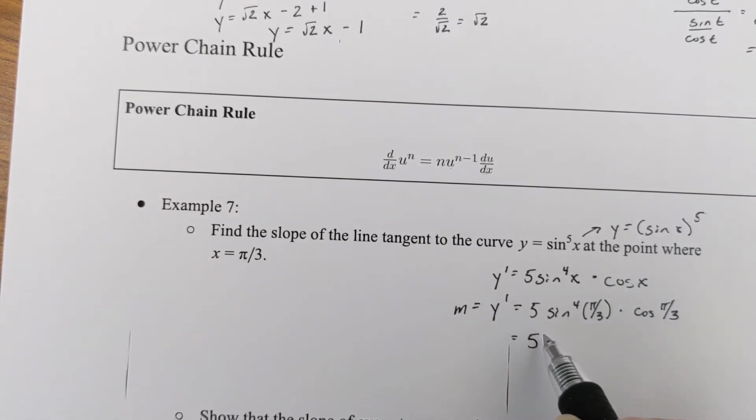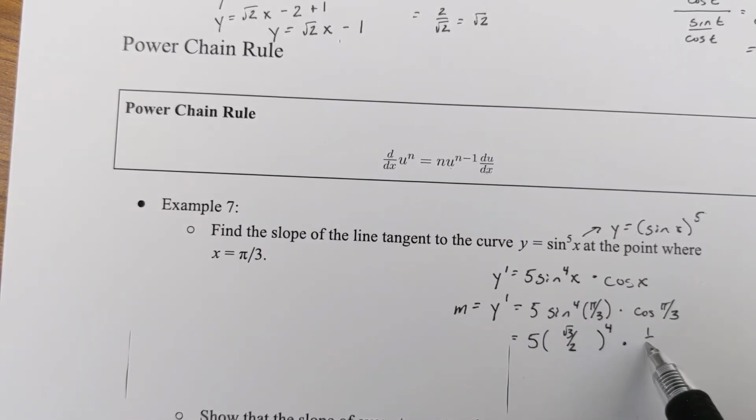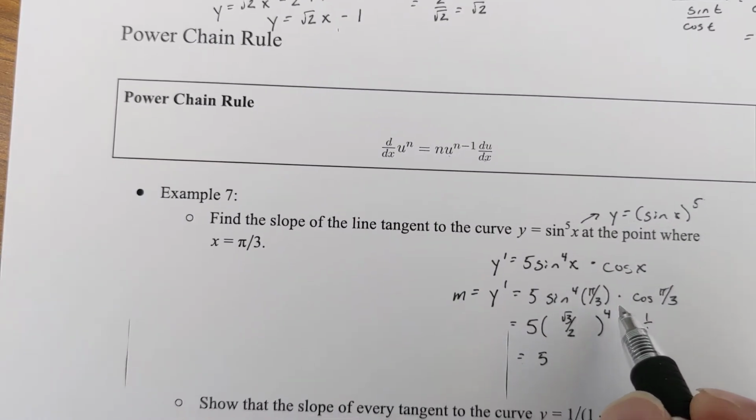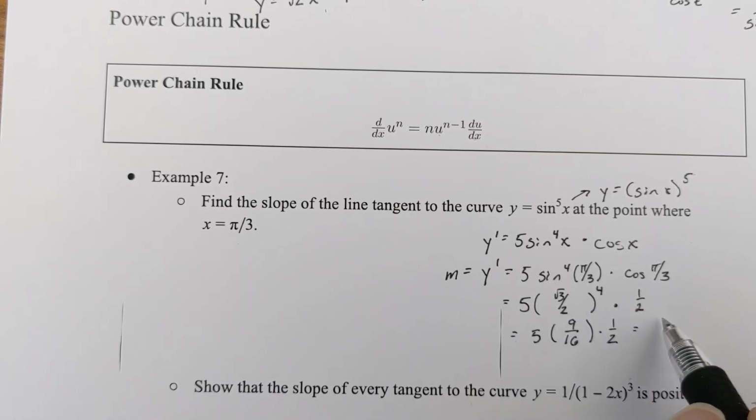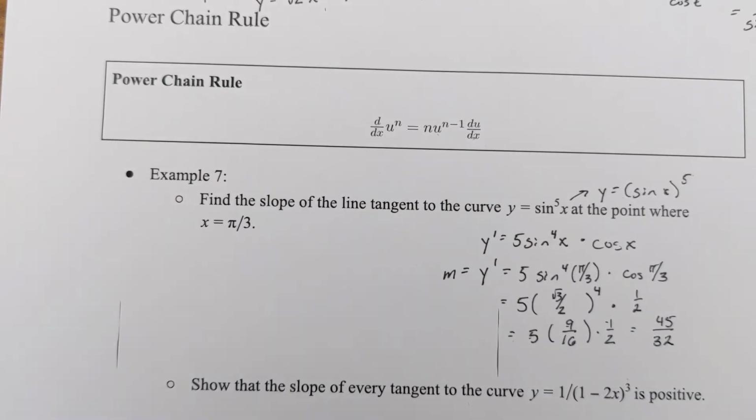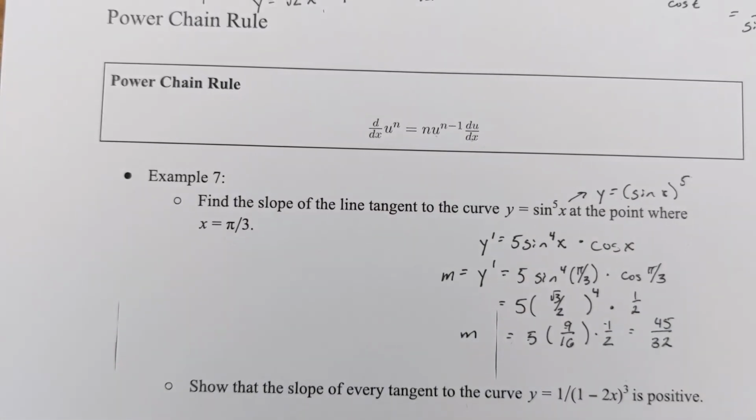The sine of pi over 3 is root 3 over 2 to the 4th. Cosine of pi over 3 is 1/2. So this is 5, and root 3 to the 4th is root 3 times root 3 times root 3 times root 3, which is 3 times 3 or 9. 2 to the 4th is 2 times 2, which is 4, times 2 is 8, times 2 is 16. Then there's your half. So that's going to be 45 on top, 5 times 9 times 1, and on the bottom, 32. I don't think that reduces. Nope. So the slope of that line is 45/32.